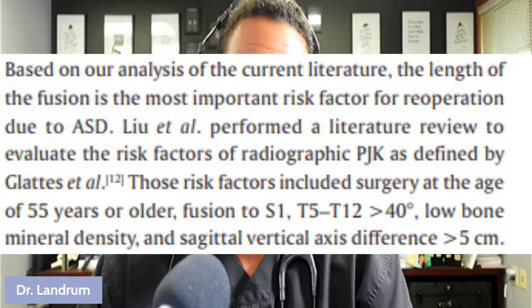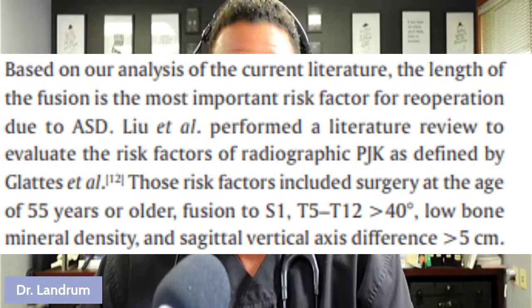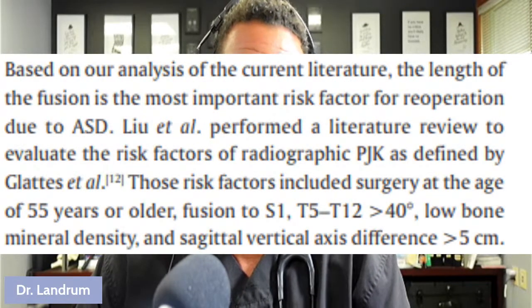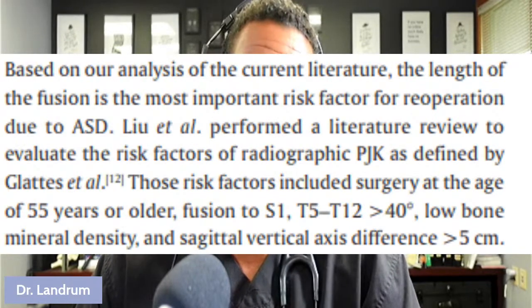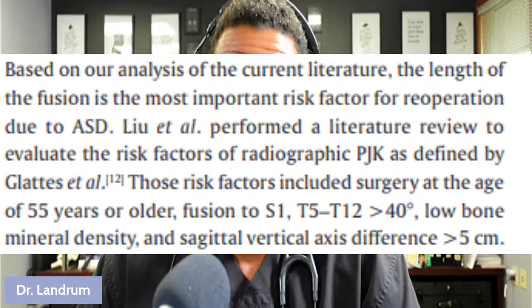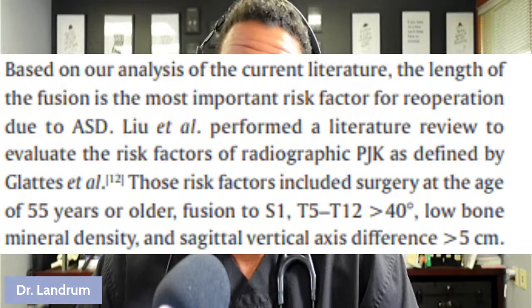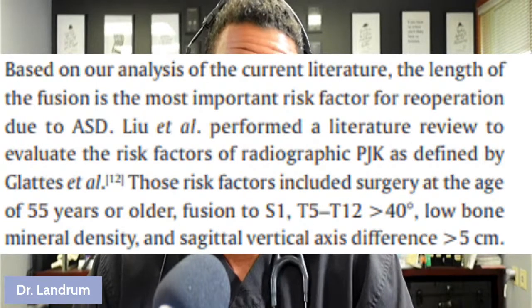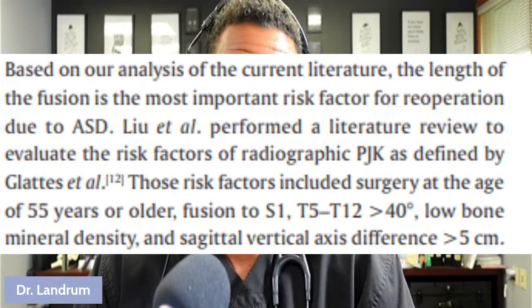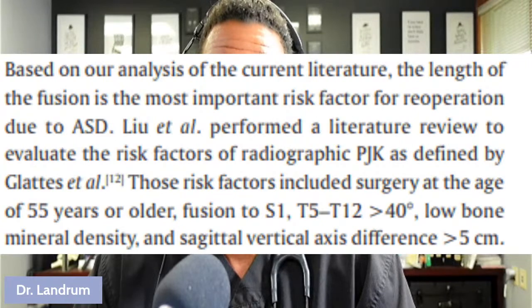The rest of this article goes into some depth and detail, but at the end of the day, what they basically say is that there's a number of different risk factors if you look at the last 3 lines. And these are things that I think are pretty important. One is that if you're 55 years or older, if you have a fusion at S1 or somewhere between T5 and T12, meaning that thoracic region, that has a change greater than 40 degrees, if you have low bone mineral density, so for those of you who know you can have osteoporosis or osteopenia, you can have problems and issues associated with it.